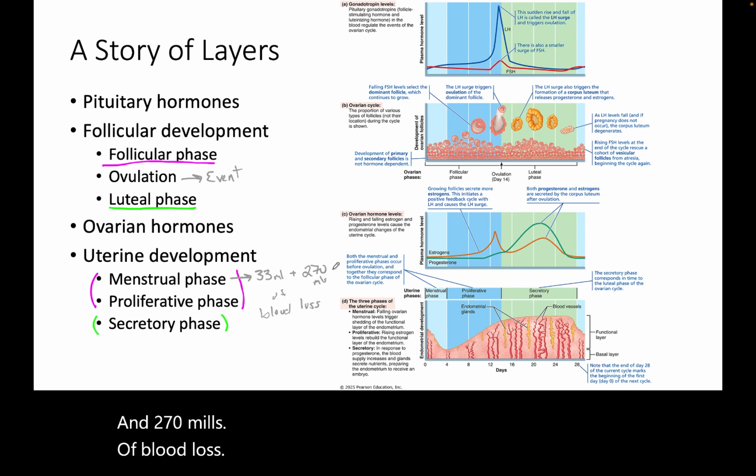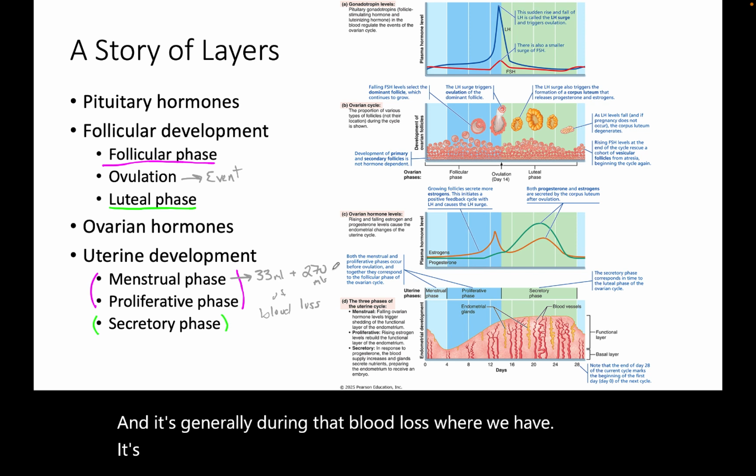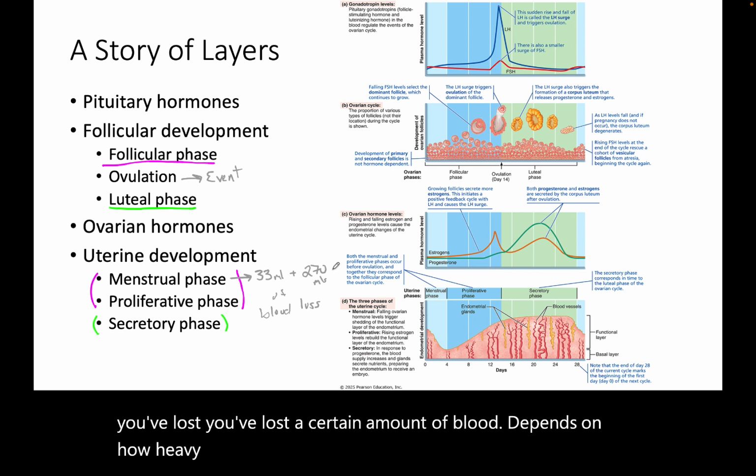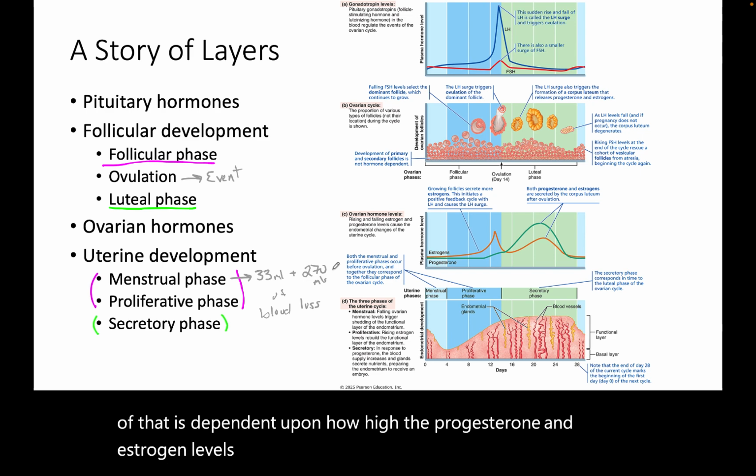And it's generally during that blood loss that individuals are most prone to being anemic, because you've lost a certain amount of blood. It depends on how heavy that menstrual flow is. Right? It just depends. And a lot of that is dependent upon how high the progesterone and estrogen levels get. What were their concentration levels to drive development of that secretory phase?